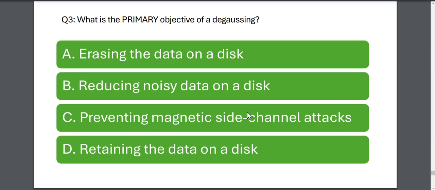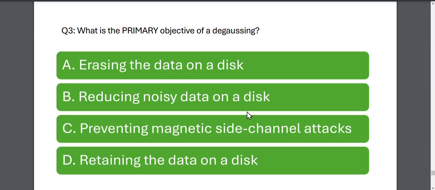So the third question here: what is the primary objective of degaussing? Now, degaussing is part of data destruction. Yesterday we talked about data destruction, and I know I mentioned sanitization, which is replacing zeros and ones on the disks of all these drives and tapes. But I don't know if I mentioned degaussing. Degaussing is also a way of destroying data on the disk.